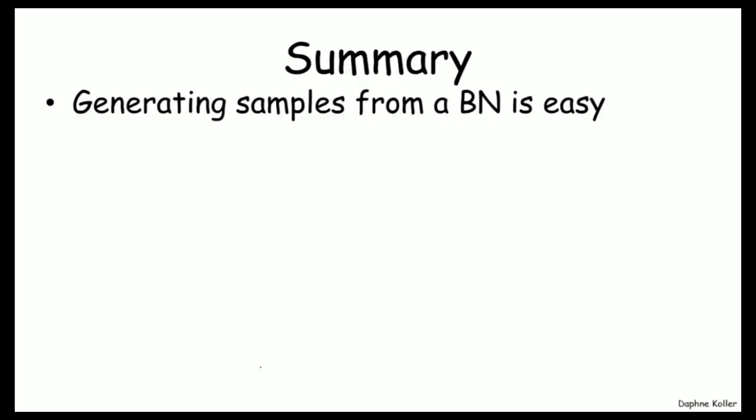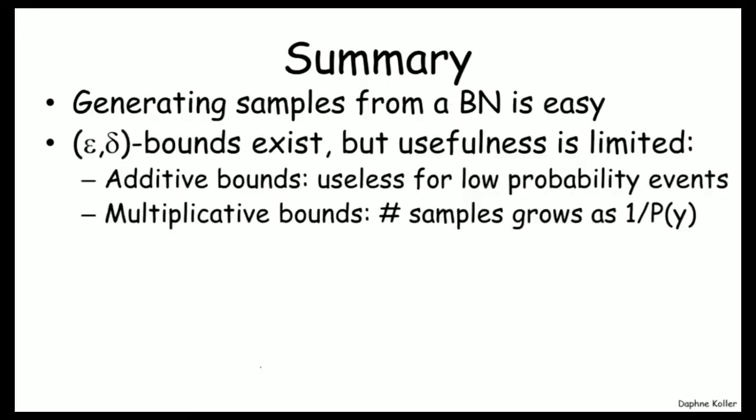So to summarize, algorithmically, this is a very simple procedure. It's very easy to generate samples from a Bayesian network, and we've shown how all these pieces fit together. And once you've done that, there are really elegant and theoretically compelling epsilon-delta bounds, as we've shown before. But their usefulness, unfortunately, is limited. The additive bounds tend to be useless for low probability events. The multiplicative bounds are not good either because the number of samples grows as a function of 1 over the probability of the event that we're trying to estimate.